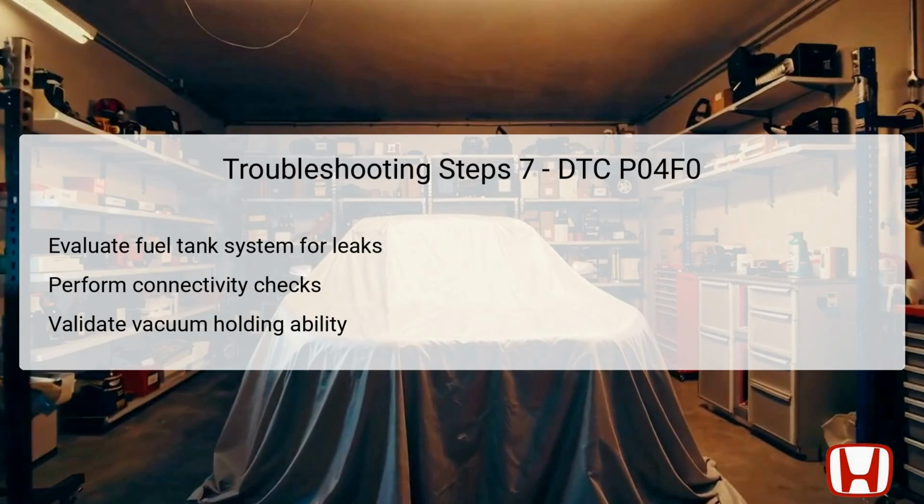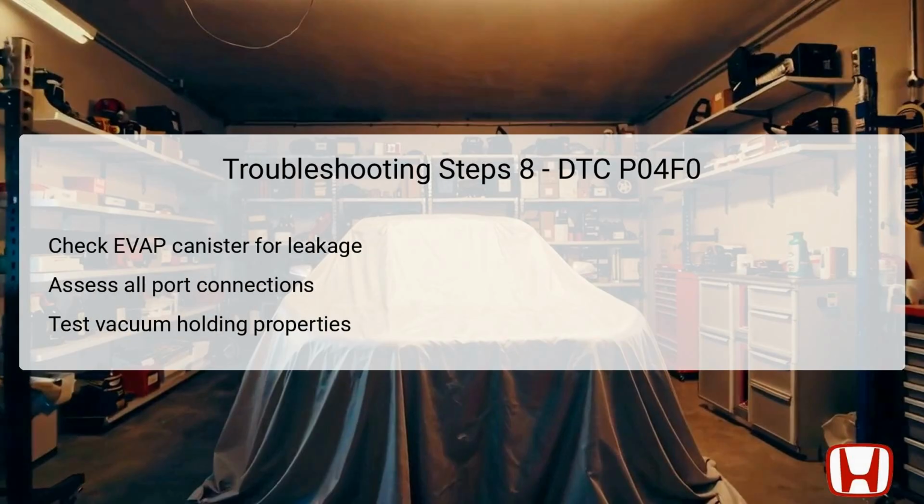Furthermore, after connecting the monitoring gauge, observing whether the vacuum holds is a key indicator of system integrity. If abnormalities are detected, it will signify a fault within the fuel tank system, requiring repair or replacement. This detailed check is crucial to ascertain that all elements contributing to the EVAP system's efficiency are functioning correctly.